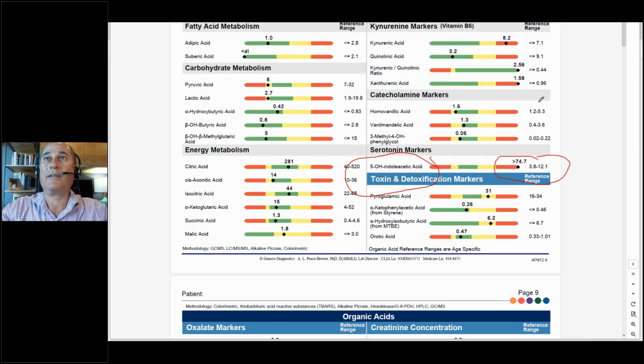Let's see here. If an amino acid is high, it generally means that it's circulating in the bloodstream and not getting into cells. If methionine is high, you want to look at the methylation pathway and see what's happening there. And this is where it comes in handy to know all these different pathways.